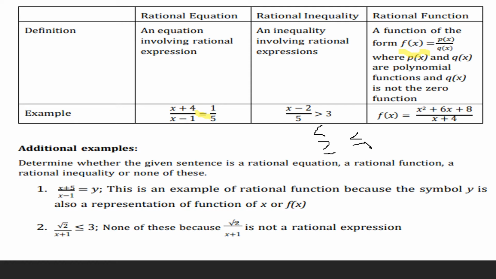So, pwede rin nating maging example is h of x equals x minus 1 over 2. Okay, that's another example of a rational function. Okay, now let's move on.